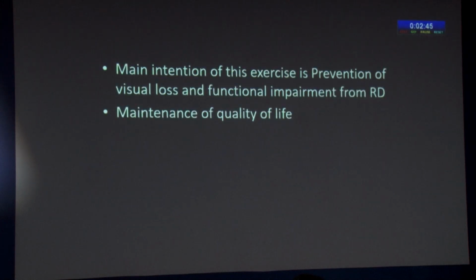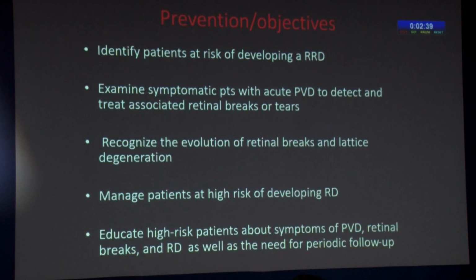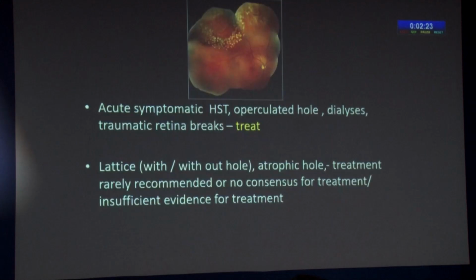So the main intention of all this exercise is to prevent a detachment and improve the quality of life. Our objective should be to identify patients at risk for detachment, examine a symptomatic patient with PVD to detect any of these lesions and treat whenever required, recognize the evolution of these breaks and lattice degeneration, manage patients at high risk, as well as educate.